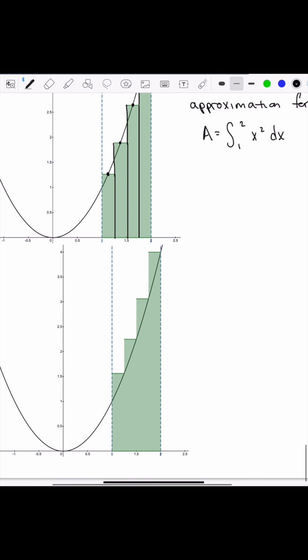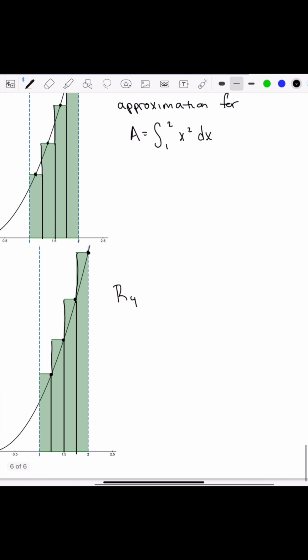And then lastly, when we look at the height of this first rectangle, it's whatever that point is on the curve. The height of the second rectangle on the curve is right here. The height of the third rectangle on the curve is right here. And the height of the fourth is whatever that point is there. So these are our 4 rectangles. And if you notice, we use the right side of each rectangle in order to get the height. And so this is R4, the right-hand approximation.